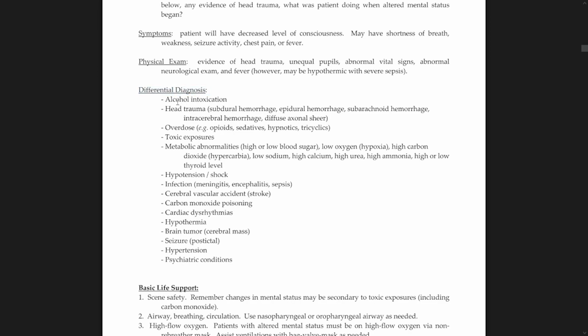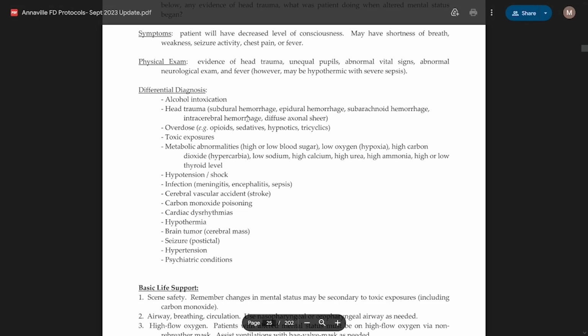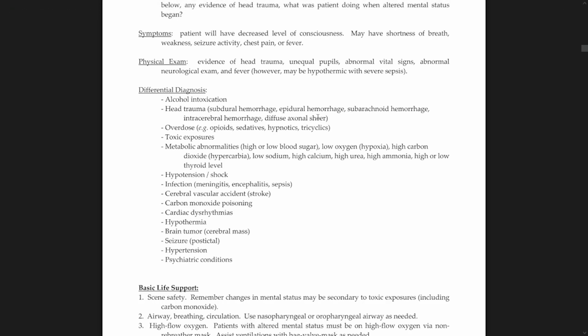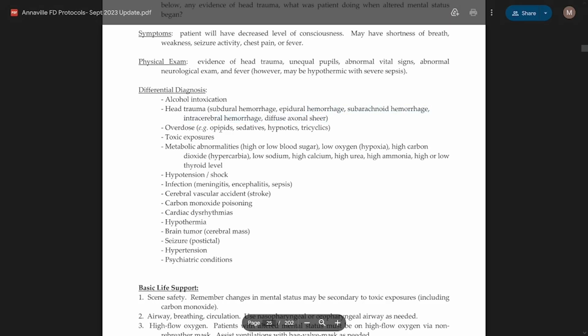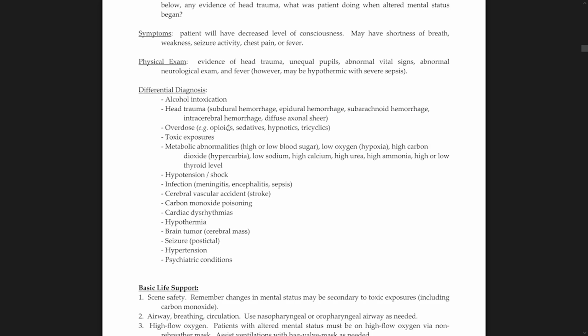But we want to check these differential diagnoses. Do they have alcohol intoxication? Are we suspecting that they have a head trauma, such as a subdural hemorrhage, an epidural hemorrhage, a subarachnoid hemorrhage, an intracerebral hemorrhage, and diffuse axonal shear, which I have no idea what that means. For overdoses, are we worried about possible opioids, sedatives, hypnotics, or tricyclics?